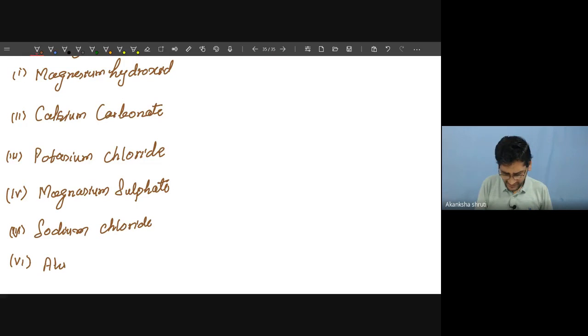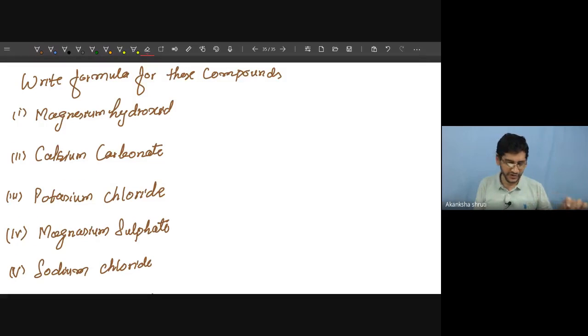Aluminium oxide. I will write only this one. For the others, for writing the formula, just reverse the name and practice from your book. That I will give you as homework.